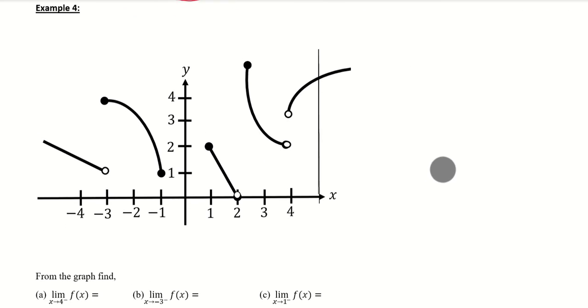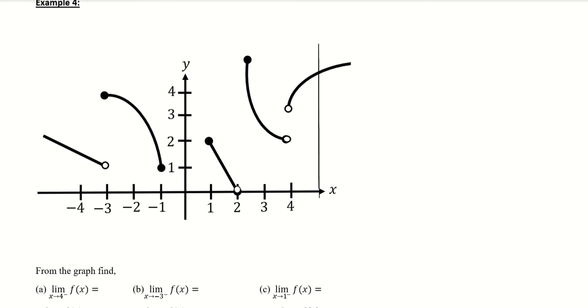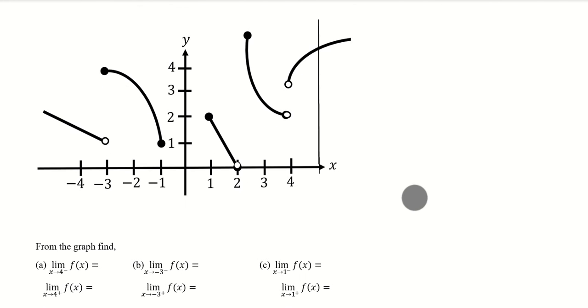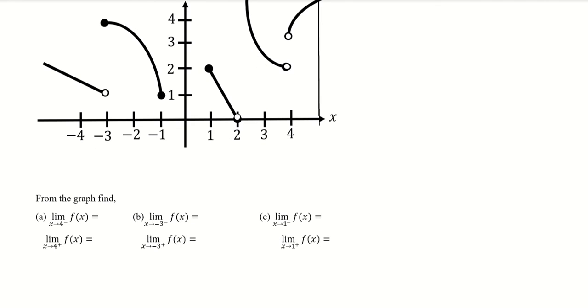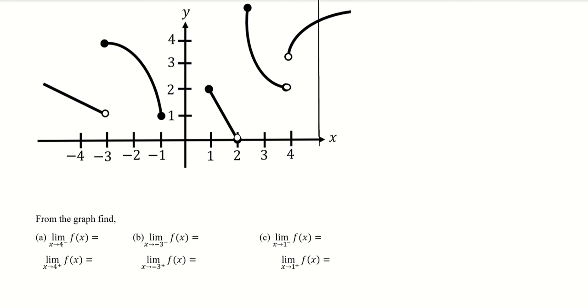So here we look at example 4. We have a function f, and this is the graph for the function f. The question is, from the graph, we need to find the one-sided limits. We have 6 questions here. The first is to determine the limit as x approaches 4 from the left and right, approaches negative 3 from the left and right, and also approaches 1 from the left and right.